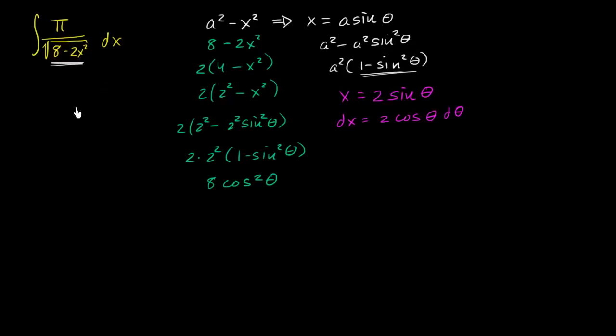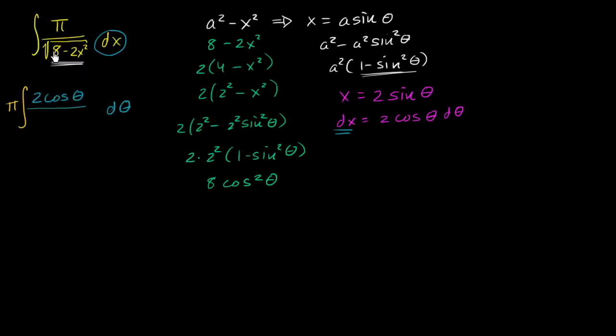So let's rewrite this thing up here. I'll take the pi outside of the integration. So we're going to have pi times dx. dx right over there is 2 cosine theta d theta. So let me write that: 2 cosine theta, and I'll write the d theta out here. I could have written it in the numerator.